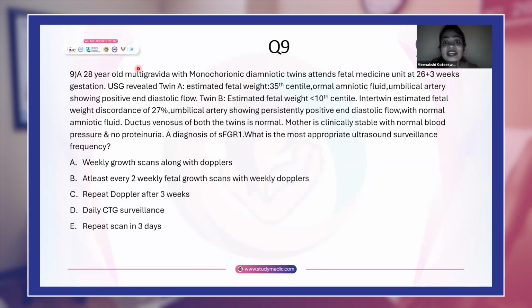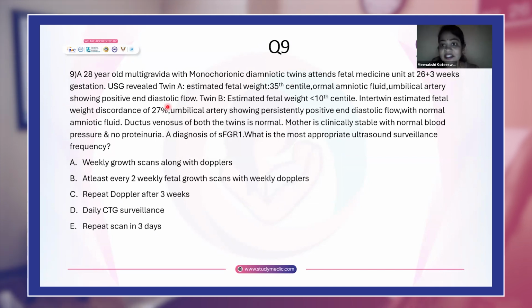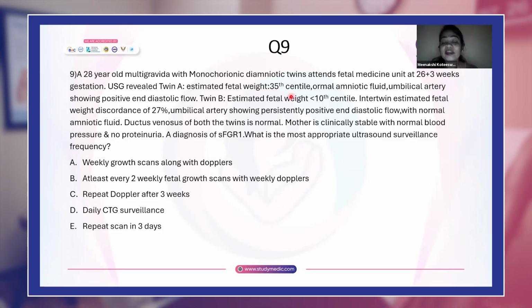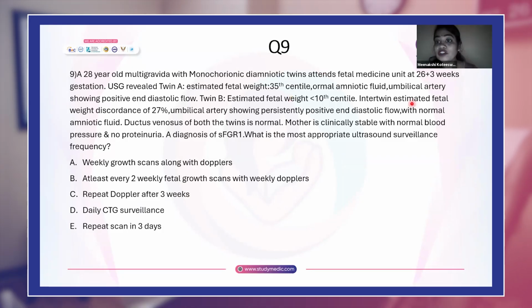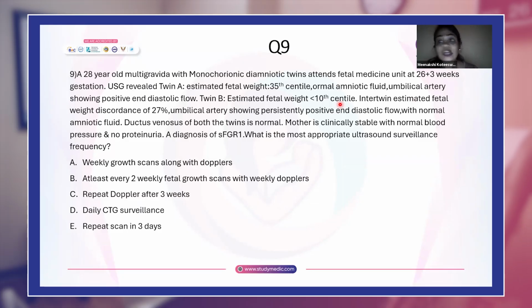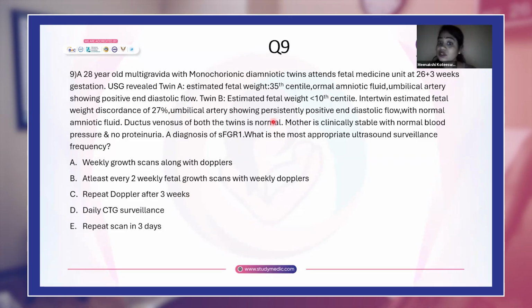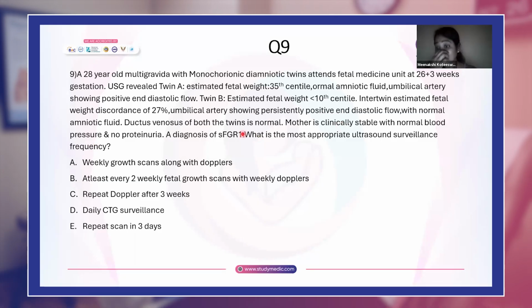A 28-year-old multigravida with monochorionic diamniotic twins attending at 26 weeks, 3 days gestation. She is already in the fetal medicine unit over here. Okay. USG showing estimated fetal weight of 35th centile for twin A, normal amniotic fluid and umbilical artery showing positive end diastolic flow. Twin B shows an estimated fetal weight of less than 10th centile. Inter-twin estimated fetal weight discordance is 27%. Umbilical artery showing persistent positive end diastolic flow with normal amniotic fluid, and ductus venosus is normal. Mother is clinically stable and there is no proteinuria. Diagnosis of SFGR1 is made.